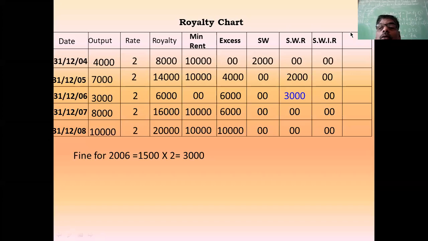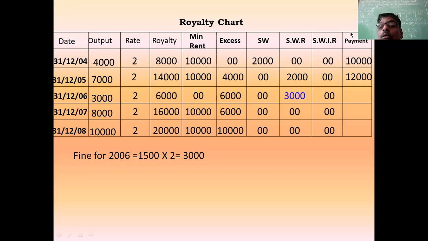Then calculate the payment column. Payment is equal to royalty plus SW minus SWR: 10,000. Second year, royalty plus SW minus SWR, 12,000. Third year, royalty 6,000 plus SW 0 minus SWR 3,000. 3,000 is the answer. How is it 3,000? 6,000 is the royalty payable to the landlord, the author. Out of 6,000, penalty deducted 3,000. Remaining balance 3,000 paid to the author.